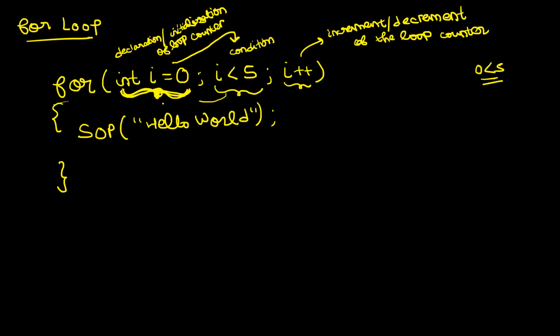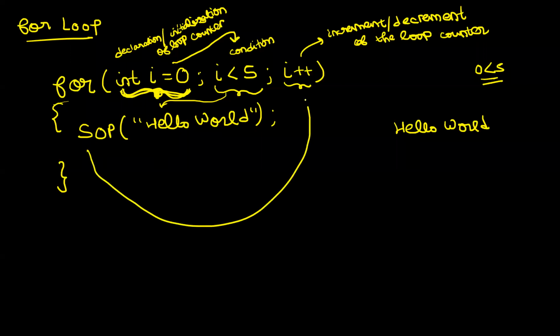So I will enter inside the loop and I will print all the lines of code that are written inside the loop body. So what will be printed? Hello world will be printed once. Correct? Hello world is printed once. Now, once you have printed this hello world, you see that you have reached the end of the loop. So from here, I go to this part.